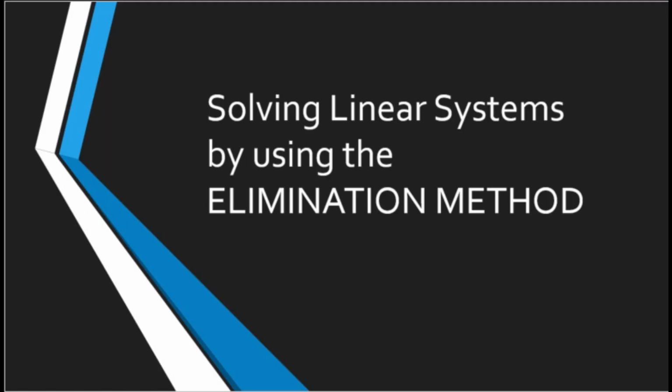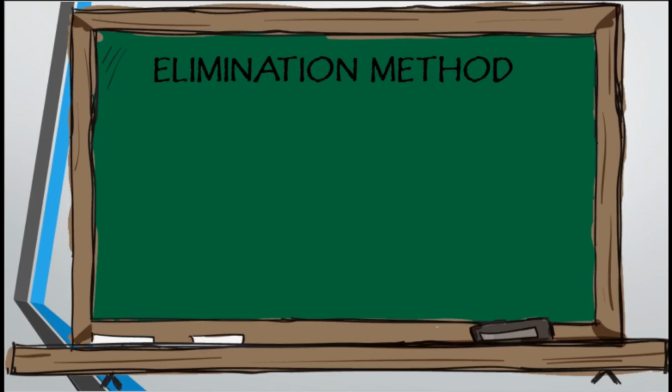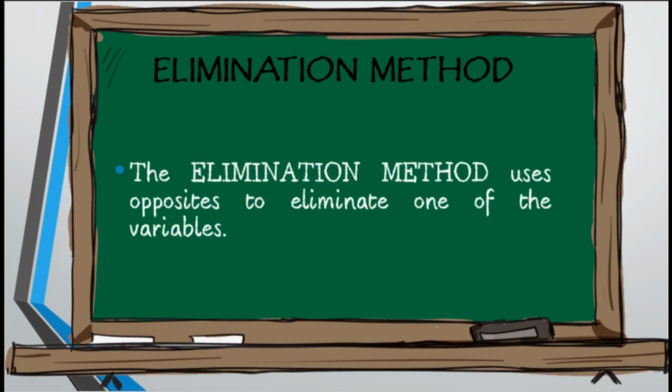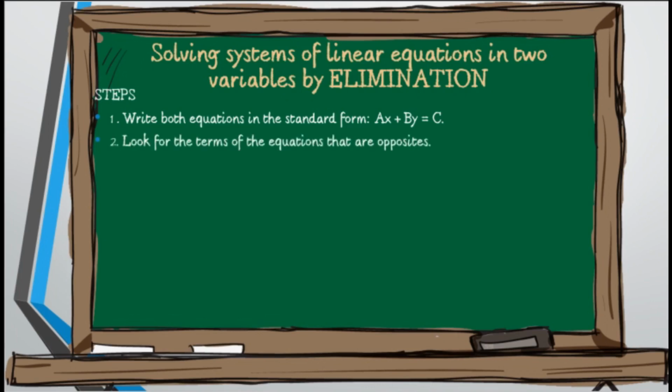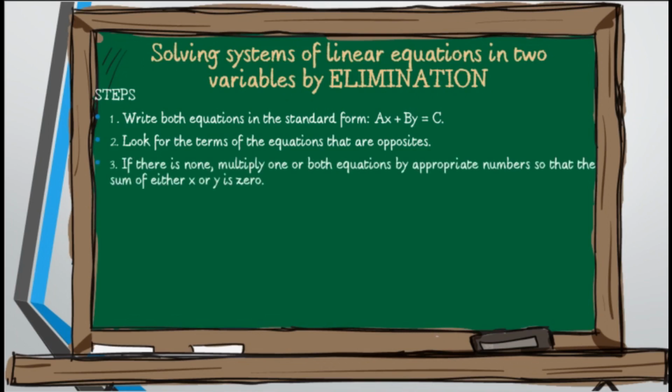Let us now move to our next lesson, solving linear systems by using the elimination method. Here are the steps in solving systems of linear equations in two variables by elimination. First, write both equations in the standard form ax plus by equals c. Second, look for the terms of the equations that are opposites. Step 3. If there is none, multiply one or both equations by appropriate numbers so that the sum of either x or y is 0.